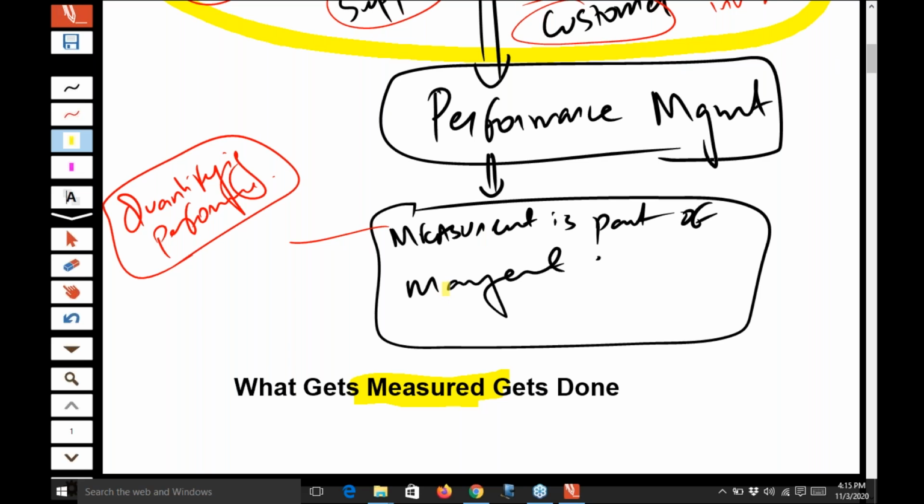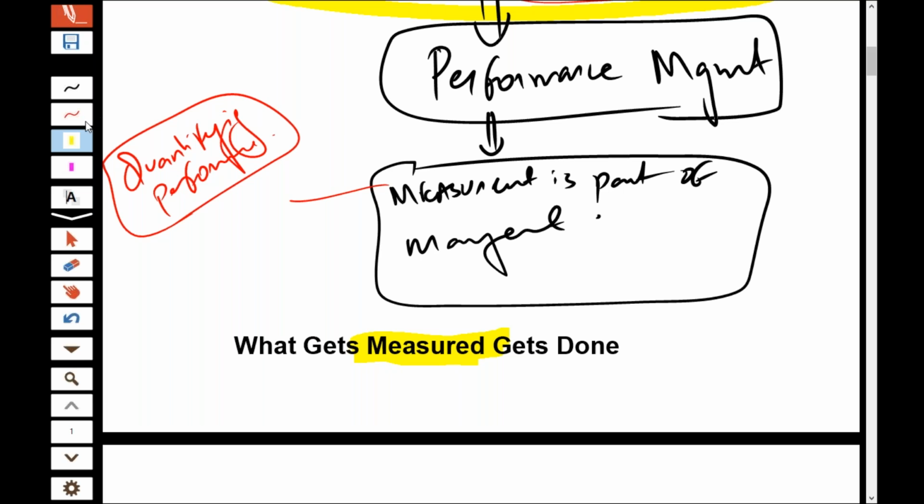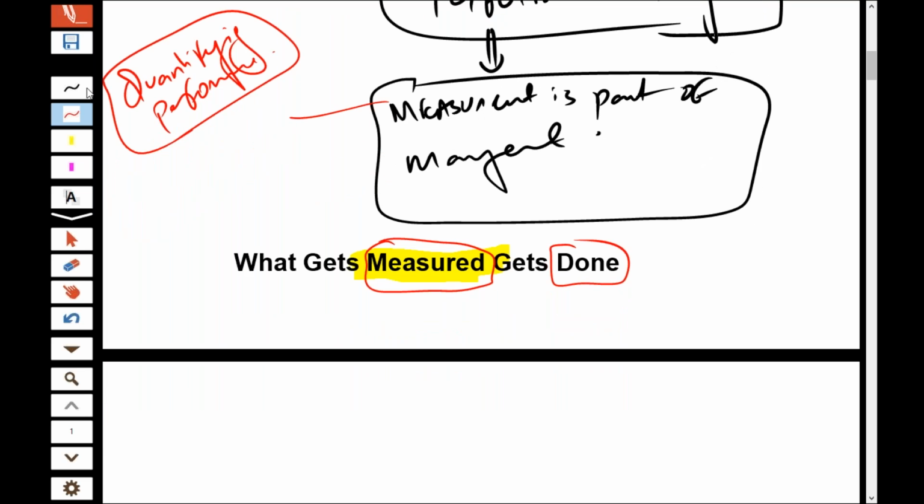Okay, so when we talk about performance management, there is an important thing you need to understand: what gets measured gets done. Whatever things you are focusing upon, whatever things you'll be measuring, ultimately those things would get done.